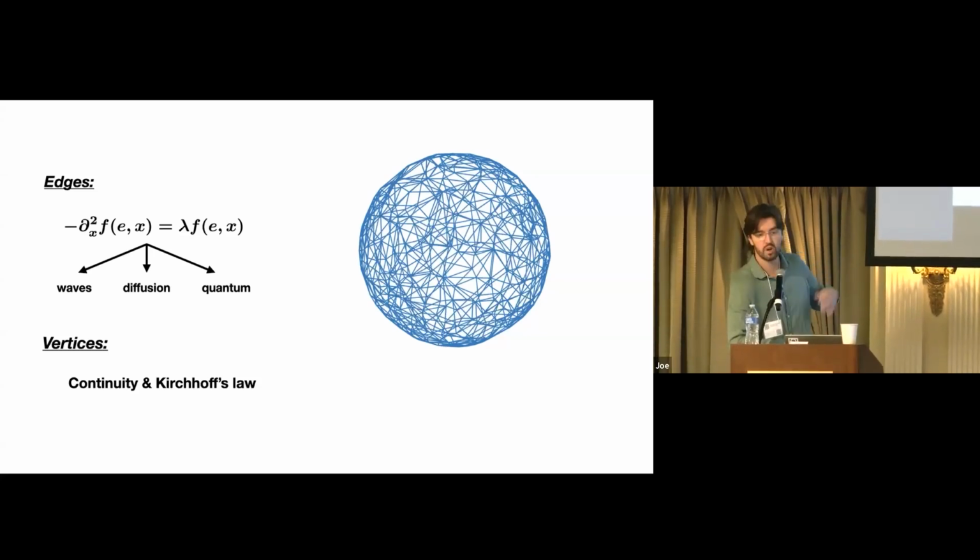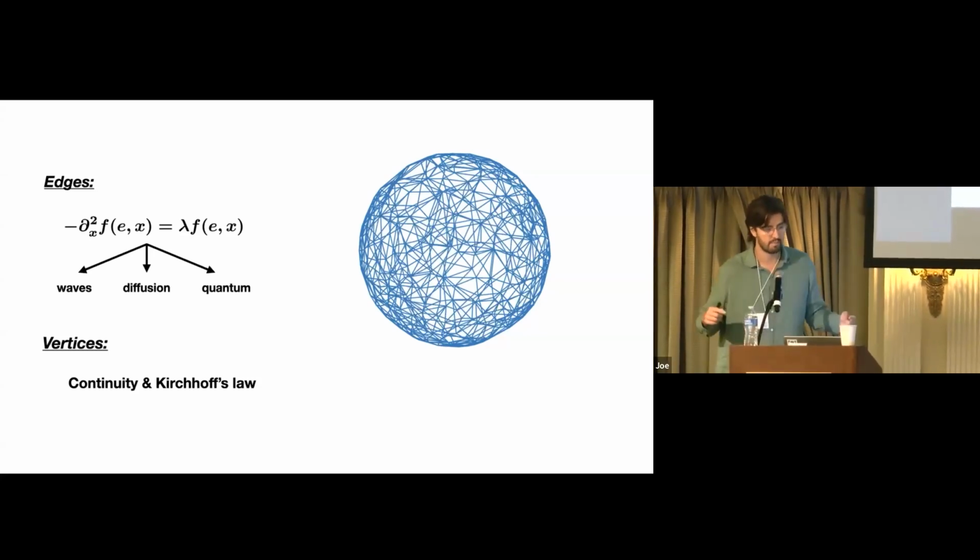And so at the vertices, we have continuity. So eigenfunctions f on edges incident to each other at a particular vertex need to match, and then we've got Kirchhoff's law. So the sum of the first derivatives is 0.